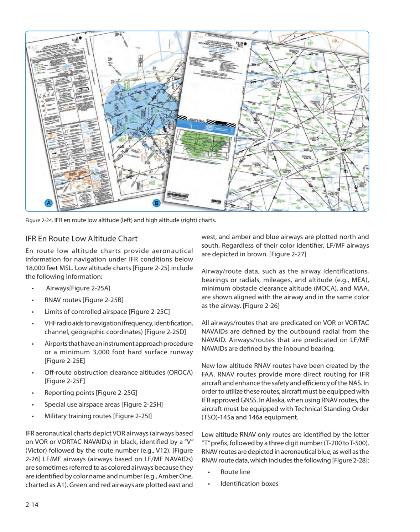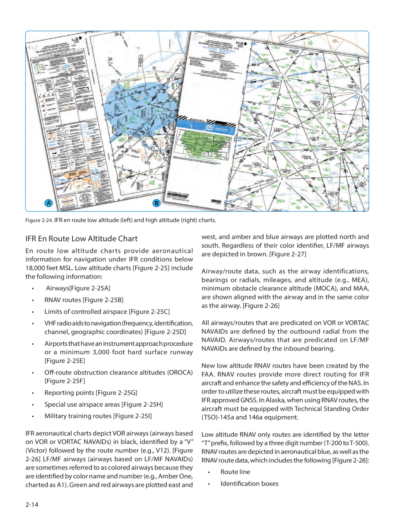New low-altitude RNP routes have been created by the FAA. RNP routes provide more direct routing for IFR aircraft and enhance the safety and efficiency of the NAS. In order to utilize these routes, aircraft must be equipped with IFR-approved GNSS. In Alaska, when using RNP routes, the aircraft must be equipped with Technical Standard Order, TSO 145A and 146A equipment. Low-altitude RNP-only routes are identified by the letter T prefix, followed by a 3-digit number, T200 to T500.